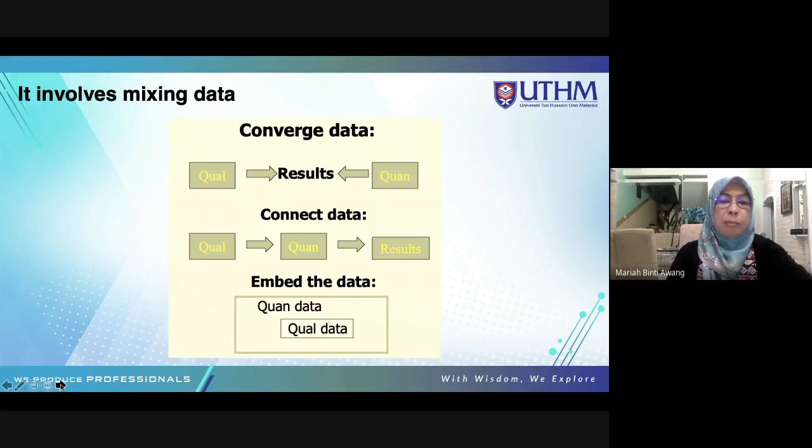Mixed methods involves mixing data. For example, converging data, that means the combination of qualitative and quantitative data and the combination of that gives us a result. For connecting data, we have qualitative data followed by quantitative data, and then we come up with the result. The last one, embedded data, we have quantitative data and also qualitative data, and then it comes up with the result.